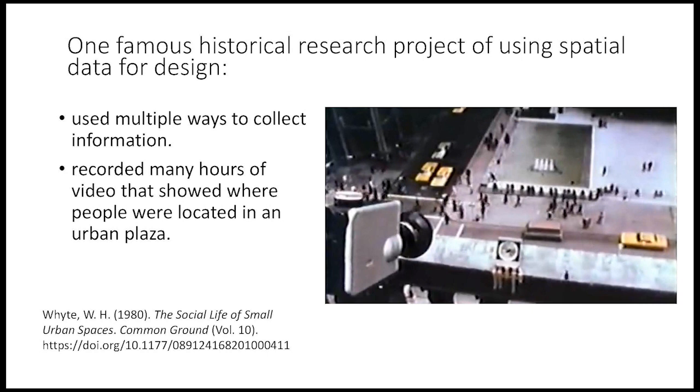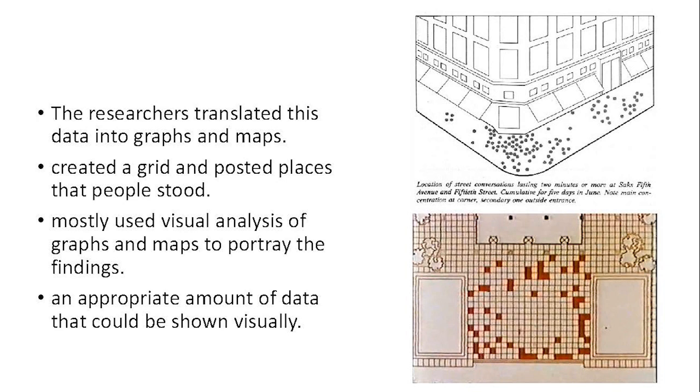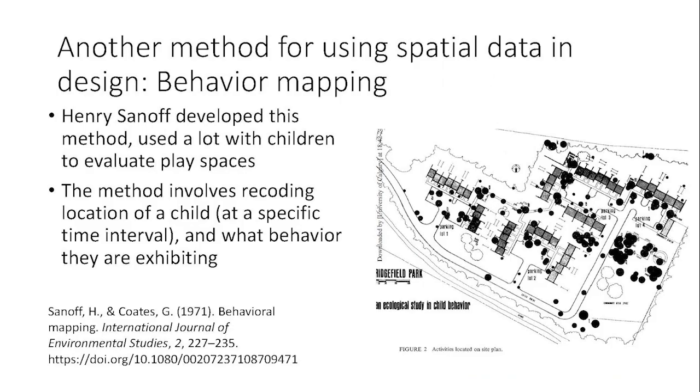One way is that the researchers stood on a nearby roof, and through video cameras and also their own observation, they recorded many hours of video that showed where people were located in the urban plaza. Then the researchers translated this data onto graphs and maps. One representation of this is they created a grid and posted places that people stood. They mostly used visual analysis of these graphics and maps to portray their findings, partly because of the amount of data that they had and the type of things that they wanted to show, which could be shown visually.